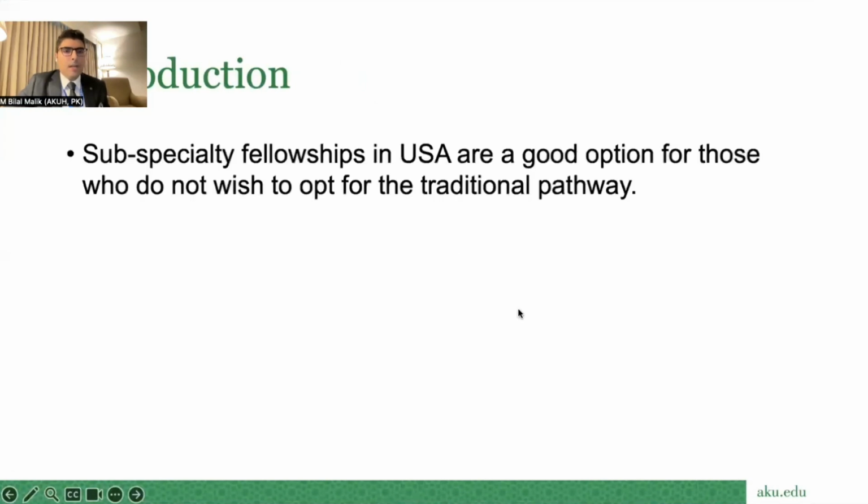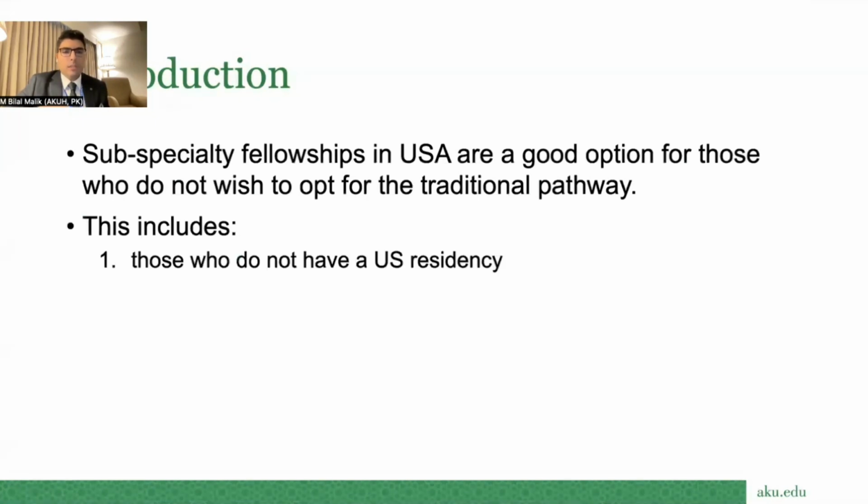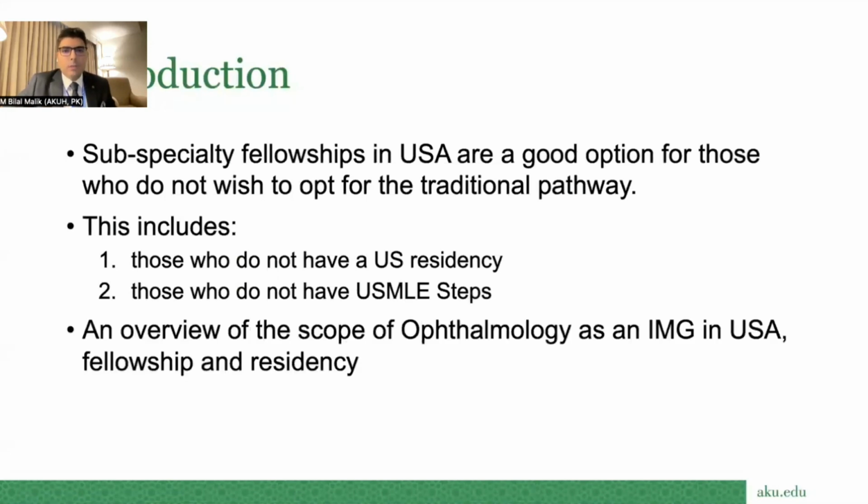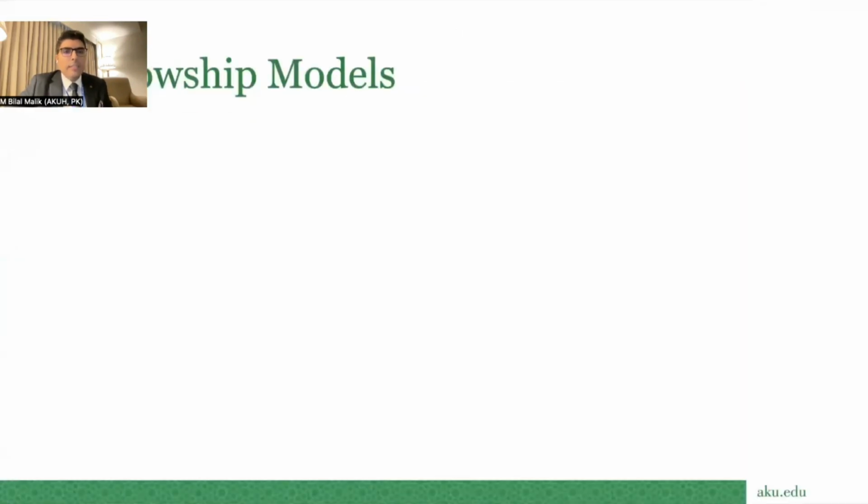So the idea here is that after completing your ophthalmology residency, people can still opt for subspecialty fellowships as a career pathway in the US if they don't want to opt for the traditional residency pathway. This includes those who have not done a US residency, and even those who do not have USMLEs. This is a new concept which I also recently found out in my extensive journey, and I will be giving an overview of how it works, and I'll also mention the traditional pathway of getting a residency in the US. So the idea here is that there are different kinds of fellowship models.